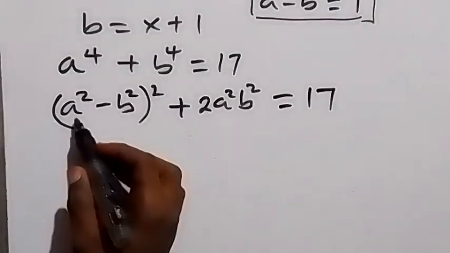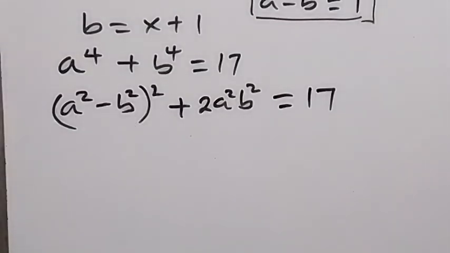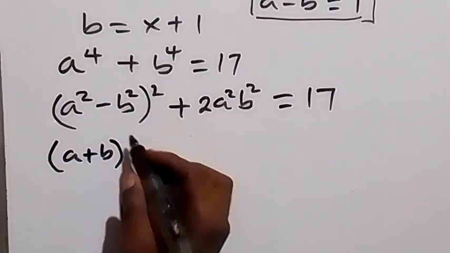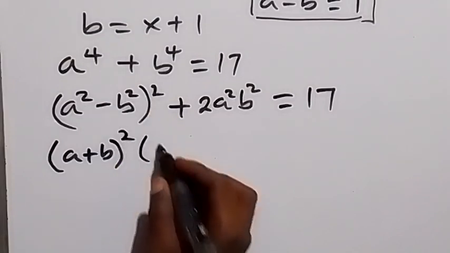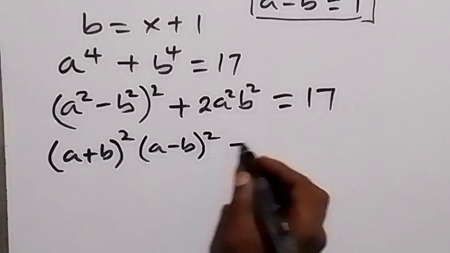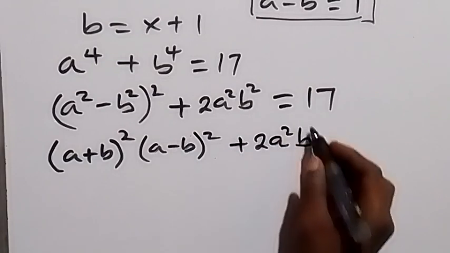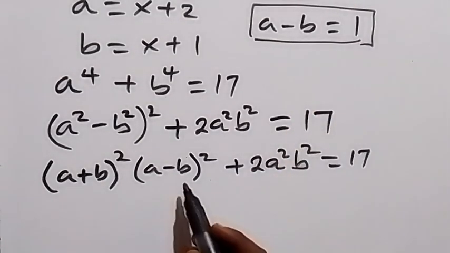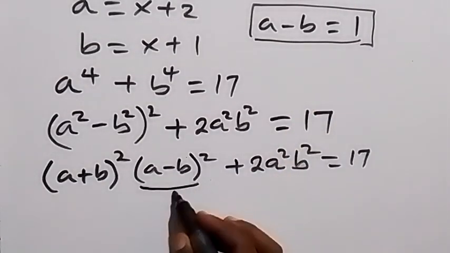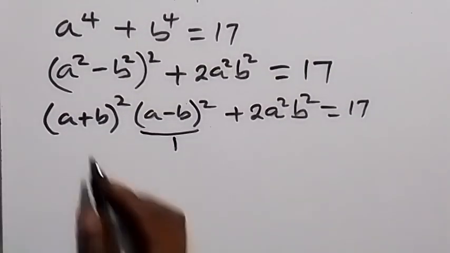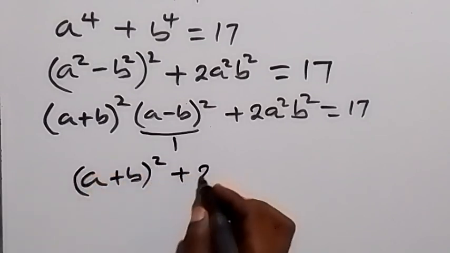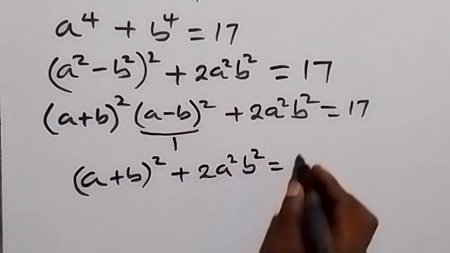Then from here, what we have inside this bracket is a power square. So let's rewrite it again, and this will be a plus b multiplied by a minus b, and this is square. So we have a plus b squared, then times a minus b squared, then plus 2a squared b square equals 17. And also from here we have a minus b equals 1. So that means 1 square is still 1. So here we have 1, then 1 times a plus b squared is still a plus b squared, then plus 2a square b square equals 17.